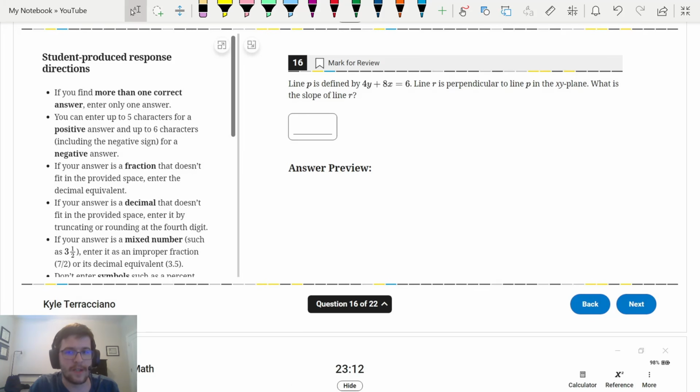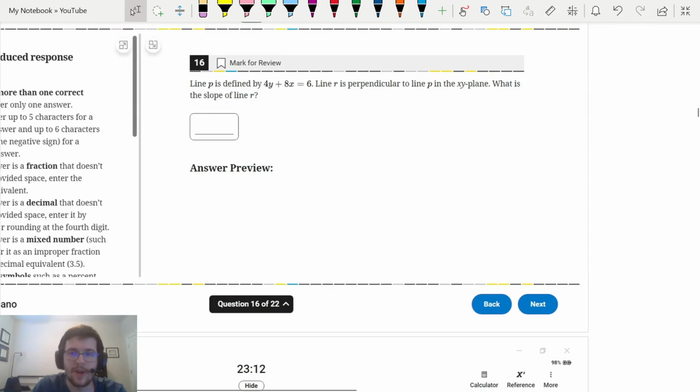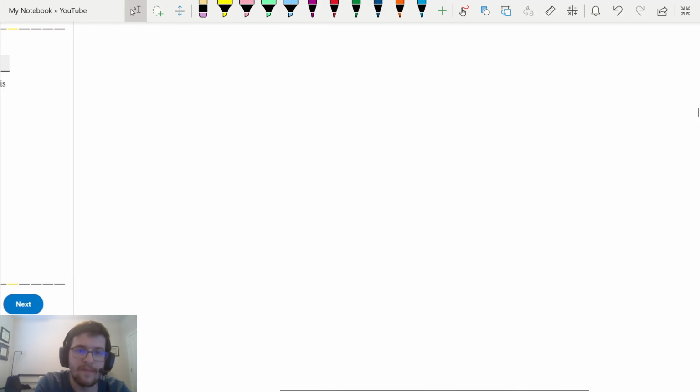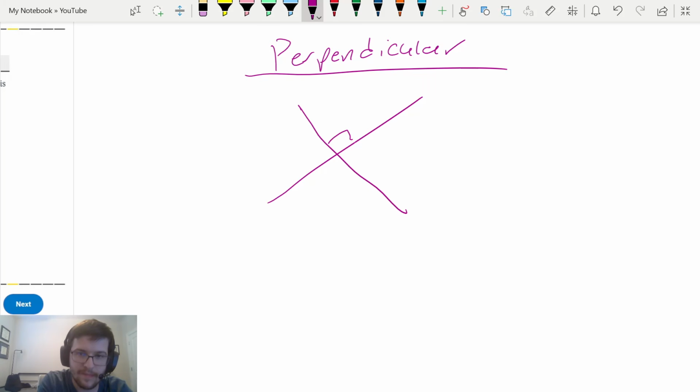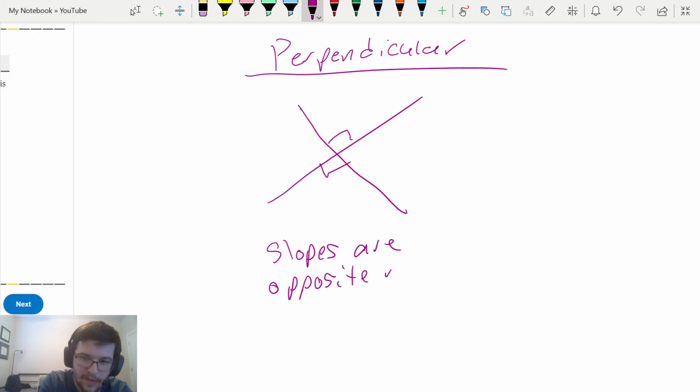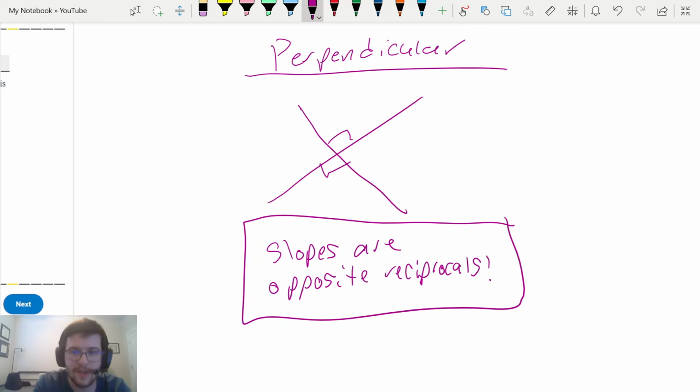Okay, perpendicular. So first, again, lots of kids forget this. So before we even start, let's just go over this really quickly off to the side. For perpendicular lines, that means they intersect at right angles. And it means that the slopes are opposite reciprocals or negative reciprocals. I like to call them opposite reciprocals. You can call them whatever you want. But this is the first thing that should be coming in your head on the SAT. So put that in your notes.